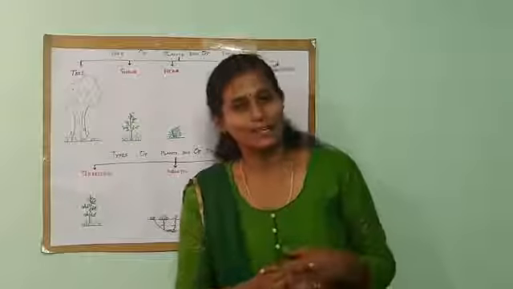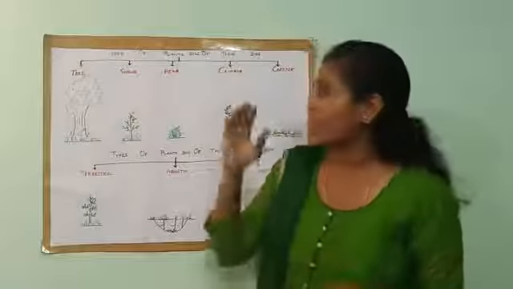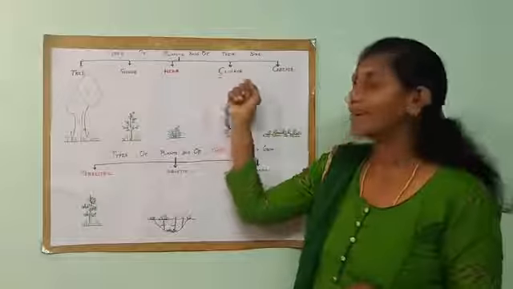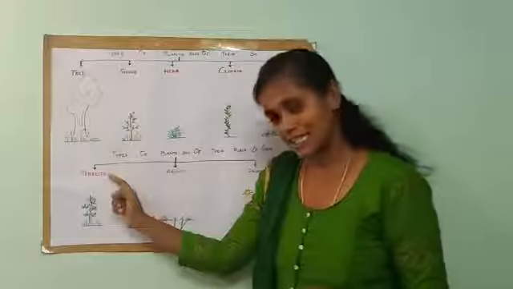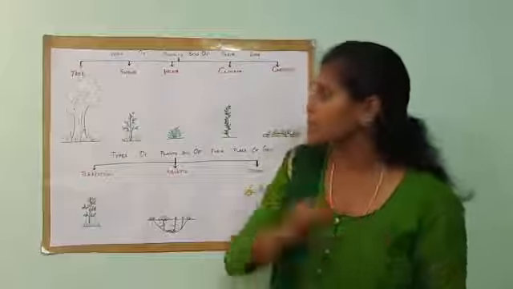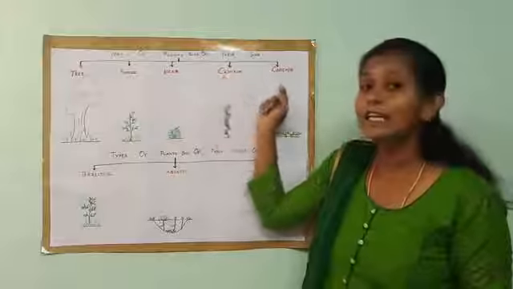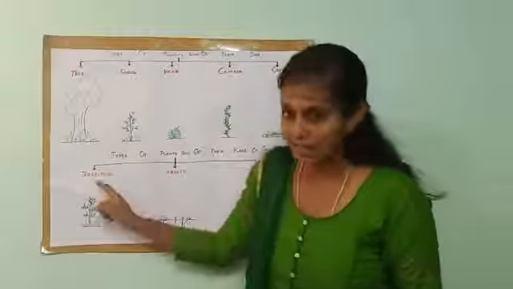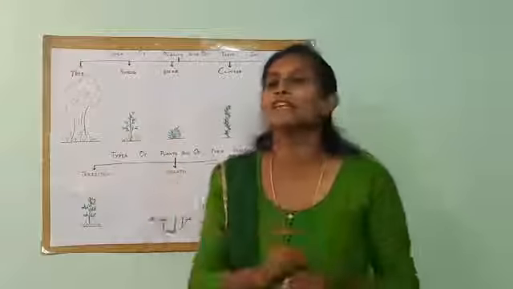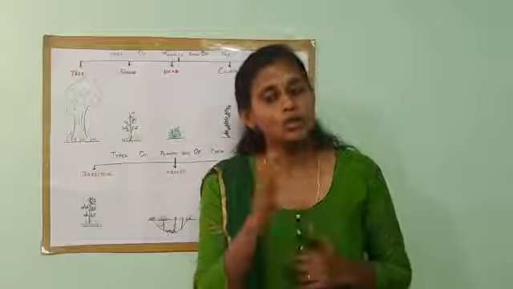I hope you understood this topic. It is my request, kindly go through the terms tree, shrub, herb, climber, creeper, and also terrestrial, aquatic, desert. The terms are very important here. Those who have books, go through the topics in your books.